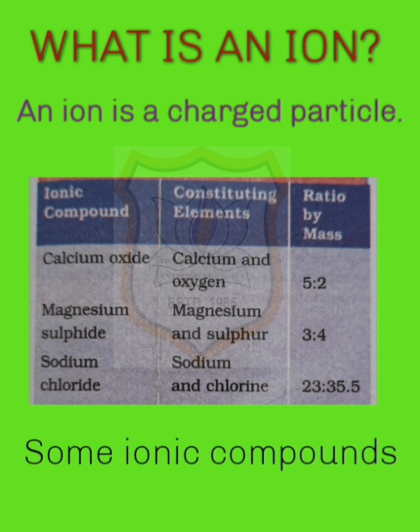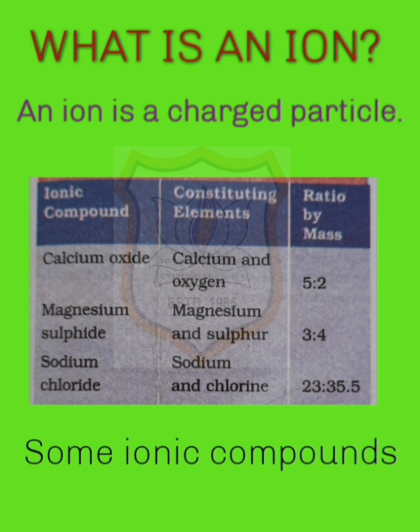Now, ion. What is an ion? An ion is a charged particle. An ion may consist of a single charged atom or a group of atoms that have a net charge on them. A negatively charged ion is known as an anion, and a positively charged ion is known as a cation.